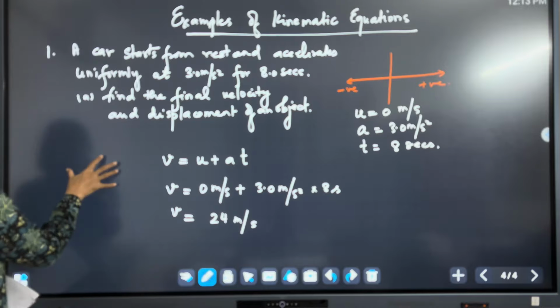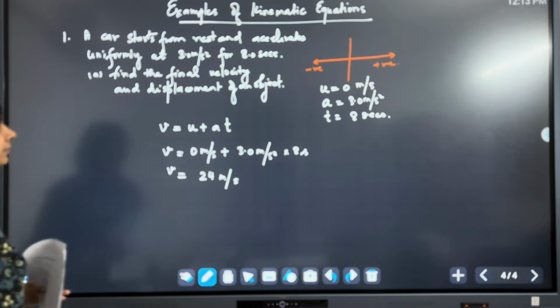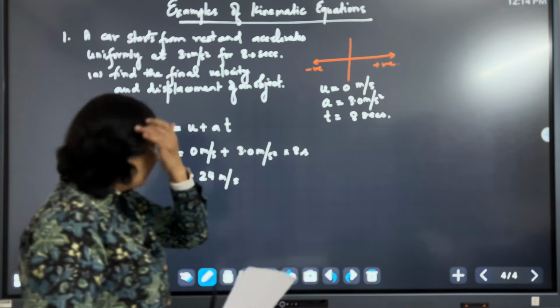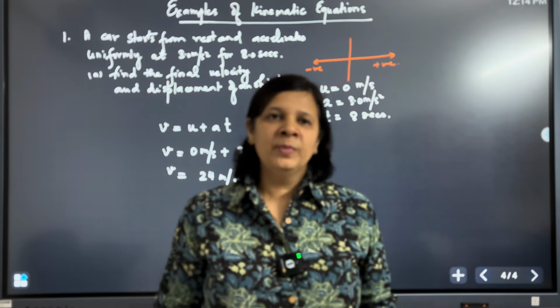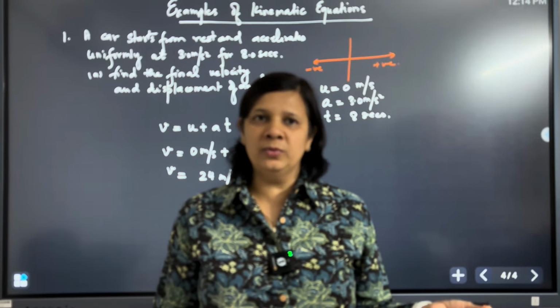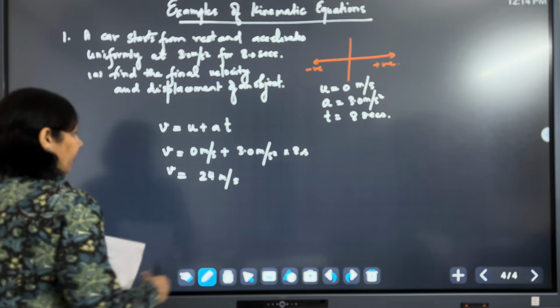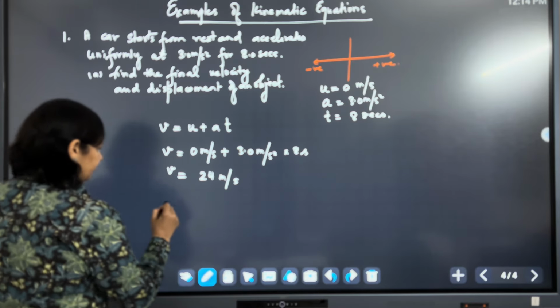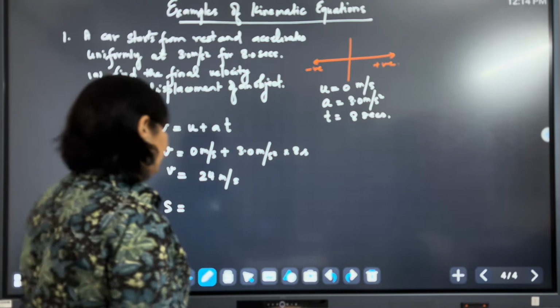Okay. Now we have to calculate the displacement of an object. Which equation can I use? Either you can use s is equal to ut plus half at square. Also you can use v square is equal to u square plus 2as because I have all the quantities. Let us use the second equation. Because u is 0, it becomes simpler to use.